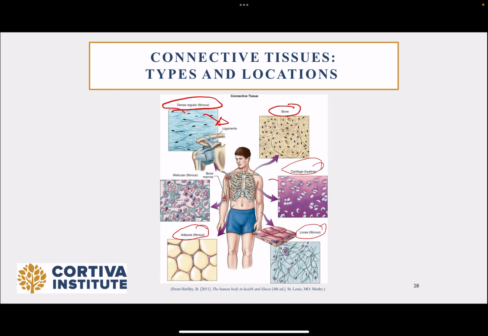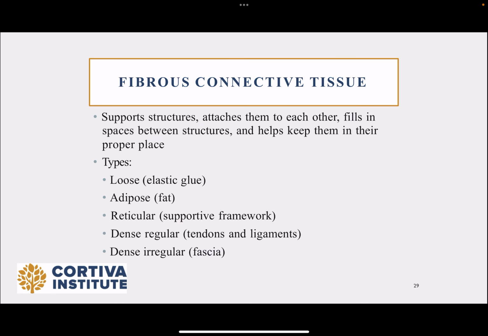Then we have our reticular fibrous, which is going to be found inside the bone marrow. It's going to have much more help in the sense of creating blood cells. A little more on fibrous connective tissue. We have different types. For instance, we have loose, which is like an elastic glue, adipose, which is fat, reticular, which is going to help support framework, dense regular for tendons and ligaments, and dense irregular, which is for fascia.